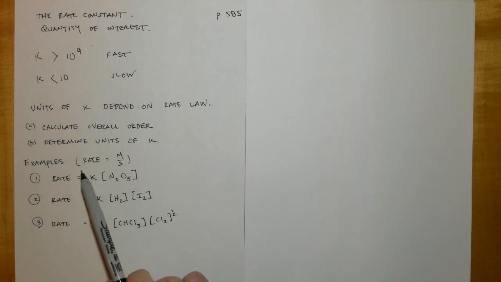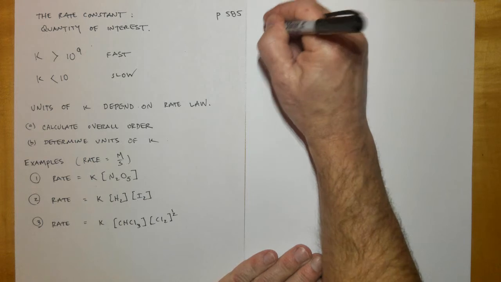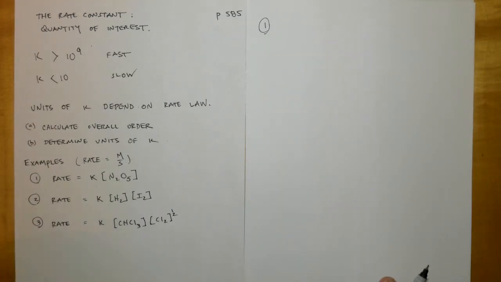And then for all of these, we're going to assume that this rate right here is measured in molarity per second, concentration per unit time. That'll help us find the units for K. So we'll go through each one of these and calculate those pieces.